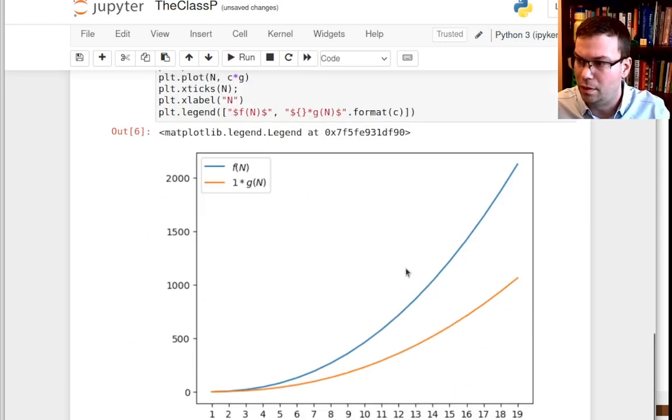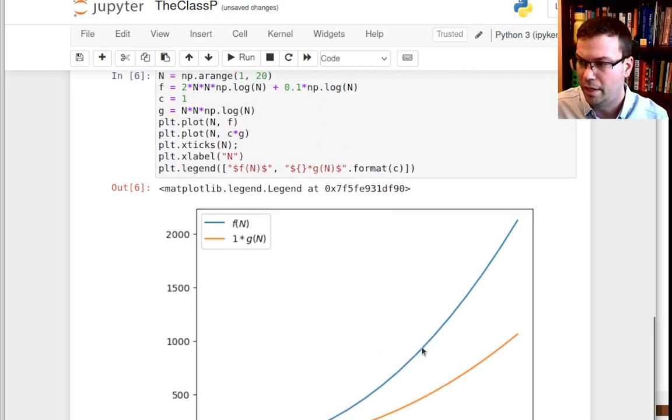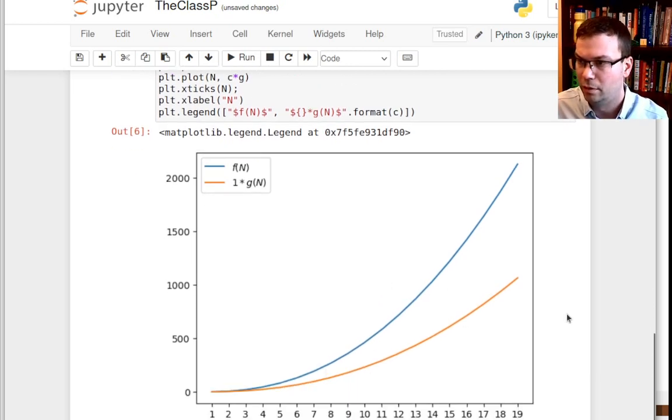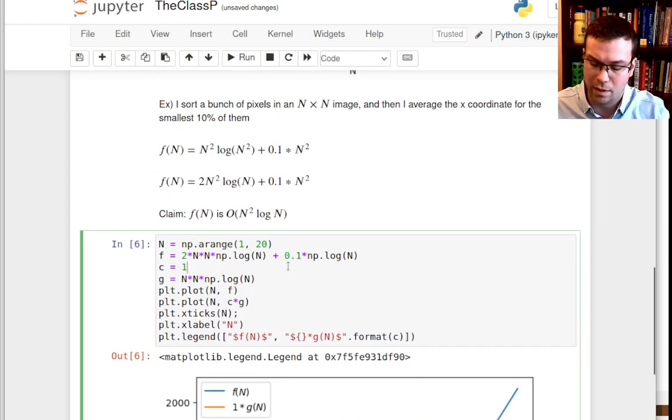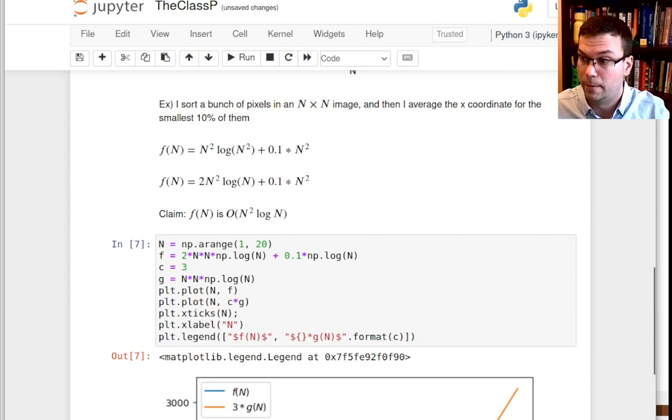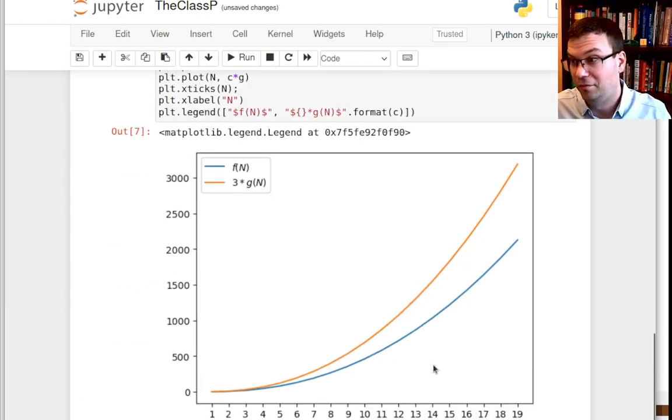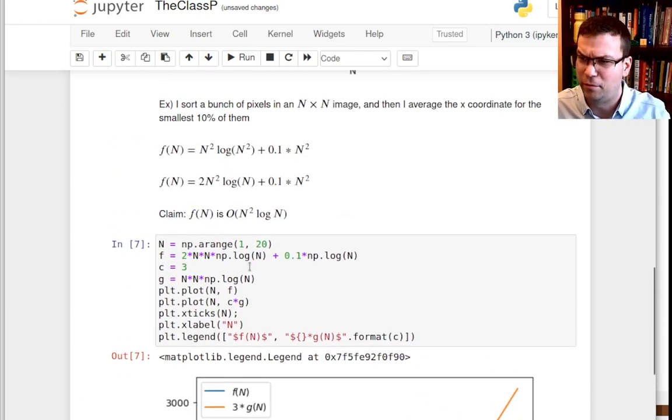So when I look at these, it certainly seems like the blue is beating the orange. So I can't get my g to upper bound my f. But all I have to do is make this constant a little bit bigger. Let's try 3. So actually, the constant 3 will do it. And why did I choose 3?